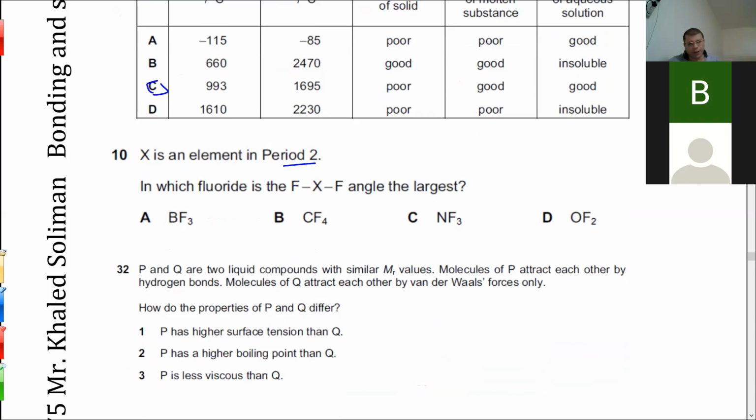In which fluoride is the F-X-F angle the largest? The angle here, boron trifluoride, is 120, a planar trigonal structure. Here it is 109.5. Here 107 because of the number of electrons. Here 105 because of the two lone pairs of electrons. So the largest is A, boron trifluoride.